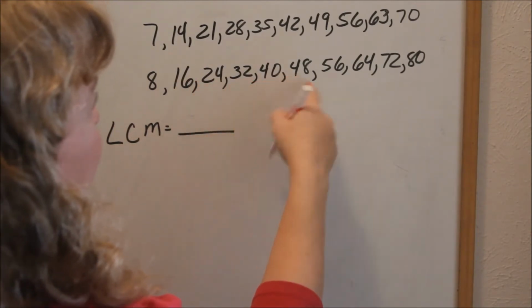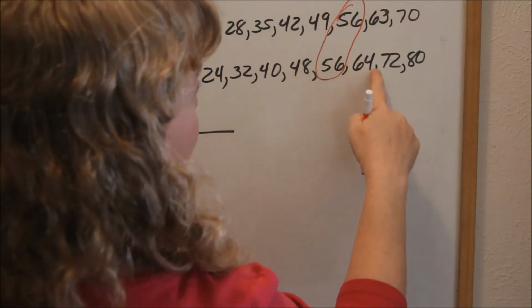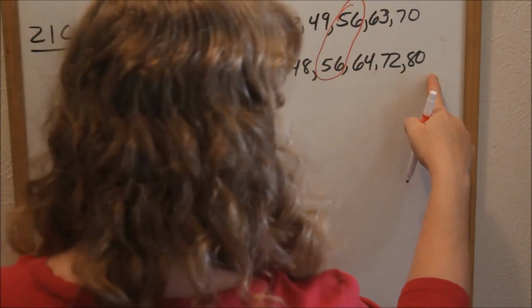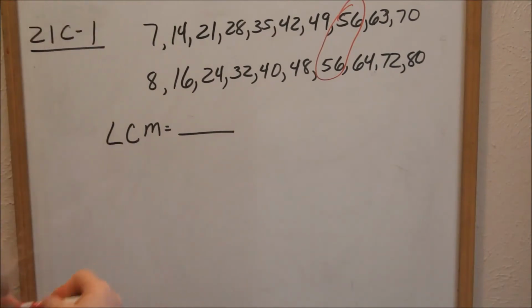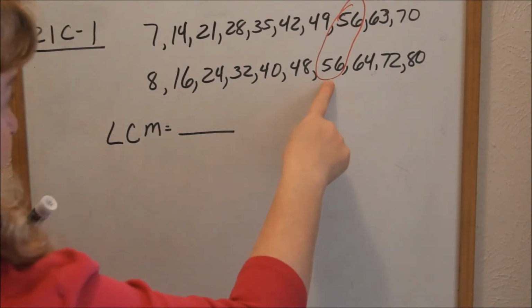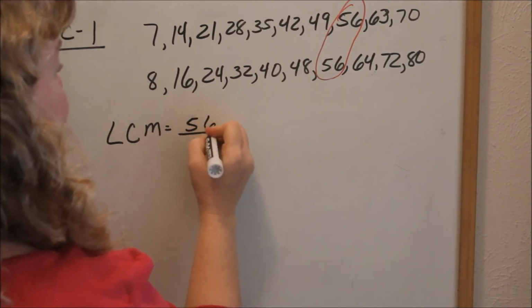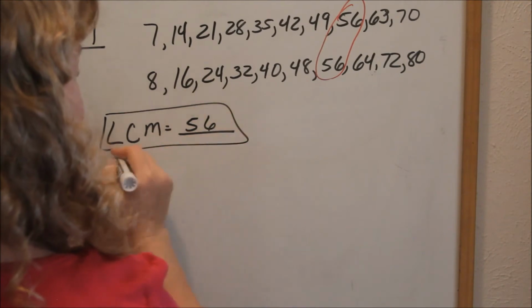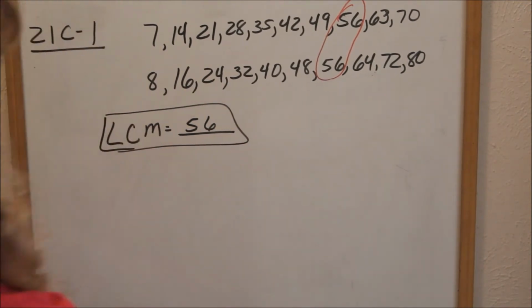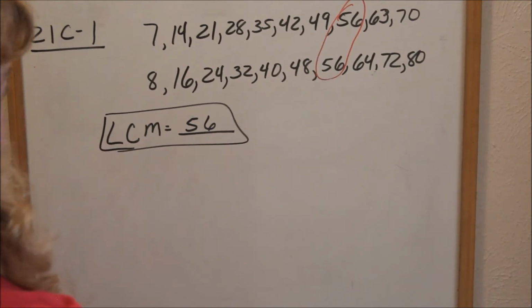I don't think they have anything in common until right here, 56. And then there's not anything in common after that. So the lowest number that they have in common, least, lowest, the lowest number they have in common is 56. So that is your least common multiple. And if I was to make a common denominator, that would be the lowest number that I could use for both of those.